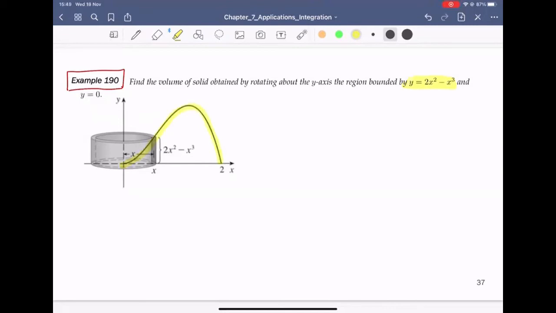And this is the graph y equals 2x squared minus x cubed. Actually, you can draw it by hand, but it is not easy, right? Because you need to use a technique from chapter 5 to draw it, which is ridiculous to do here. So we're going to give it to you. And for this one, we're going to rotate about the y-axis, which is the axis of rotation here.